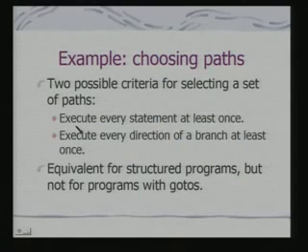There can be two possible criteria for selecting paths: execute every statement at least once, and execute every direction of a branch at least once. Both of these are equivalent for structured programs, but not for programs with gotos. In many cases for embedded systems, you really write programs with gotos. A very simple example we saw in the last class: when we are using scratchpad memory, I have to put a goto for a set of code which is put in scratchpad memory and come back. So, I need tests to check whether those gotos are also taking place correctly or not.